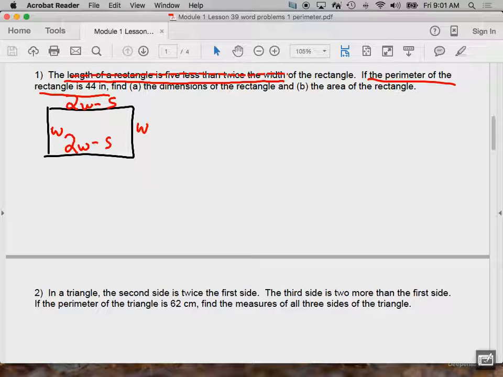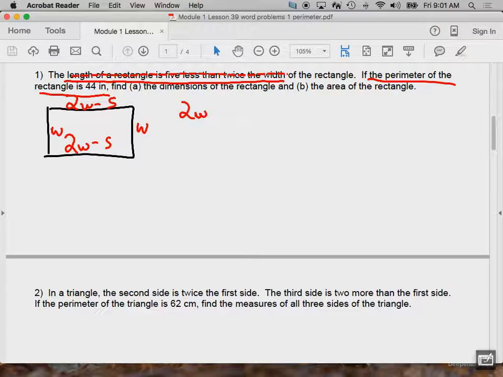Now the next thing I want you to do is look at the other thing you underlined and think about that. Perimeter of the rectangle is 44. What does perimeter mean? Everybody. The outside. And what do you have to do to figure out the perimeter? Add up all the sides. So let's do exactly that.